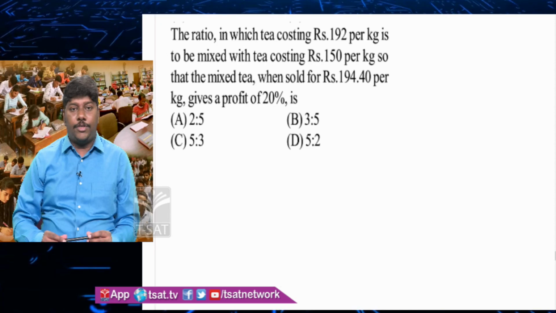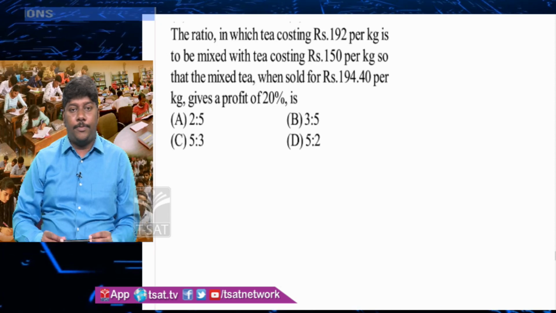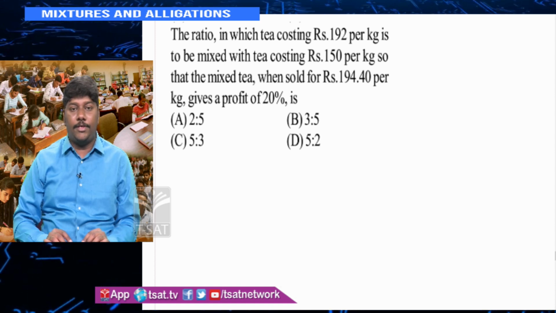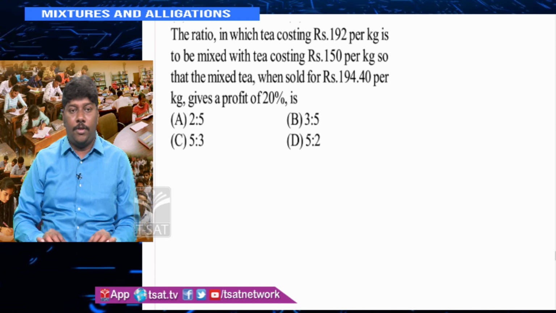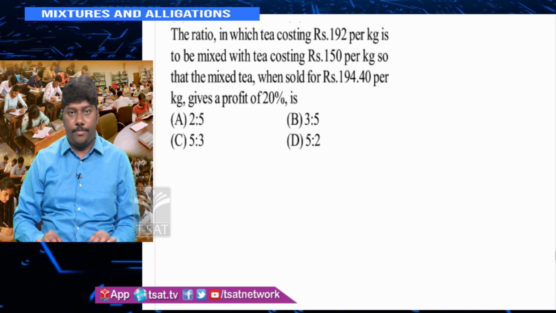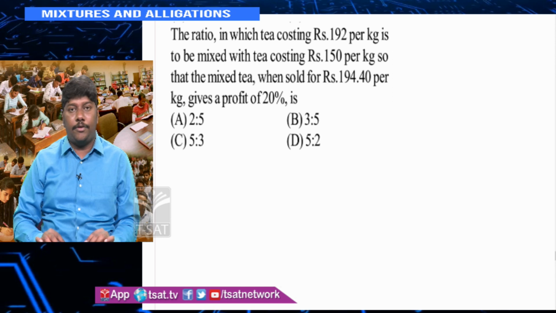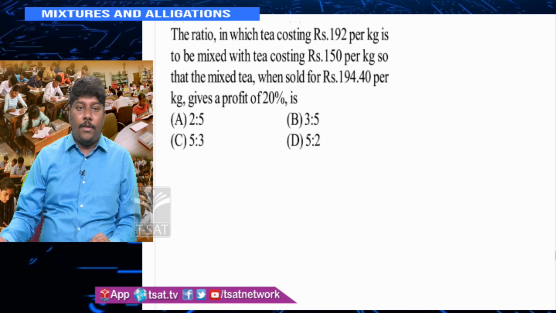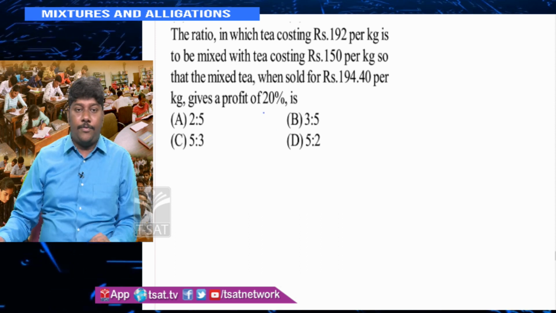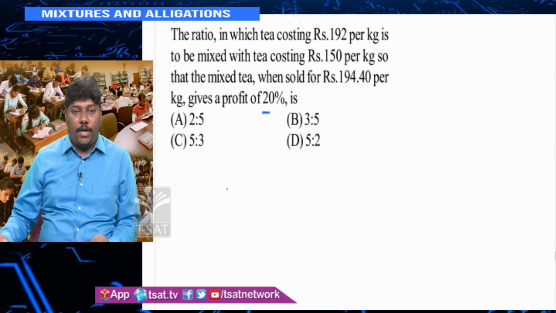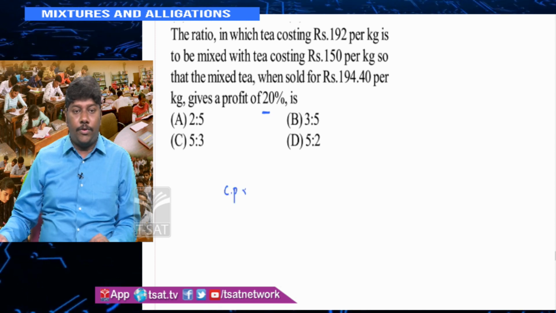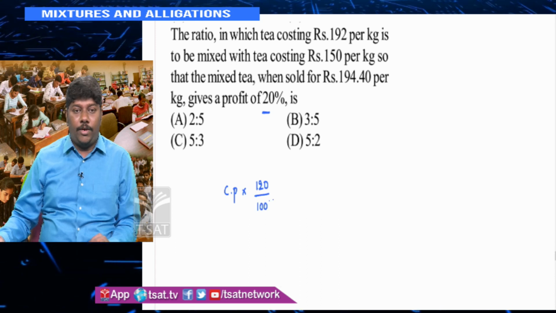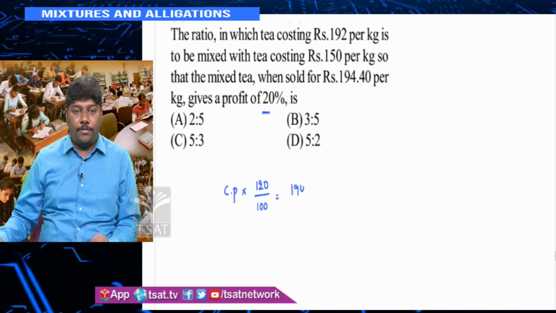The ratio in which tea costing 192 rupees per kg is to be mixed with tea costing 150 per kg, so that the mixed tea when sold for 194.40 gives a profit of 20%. It gives a profit of 20%, so it is actually a question of profit and loss, but related to mixtures. Here, if you sell them, you get 20%. First, find out the cost price of the mixture. I would say the cost price of the mixture with a 20% increase, that is 120 by 100, must be equal to 194.4.